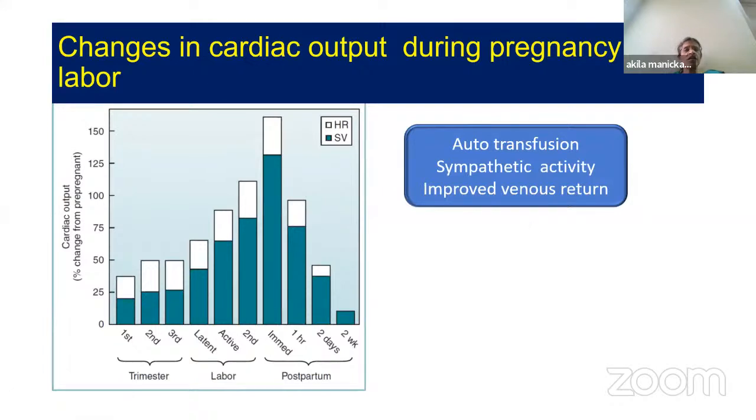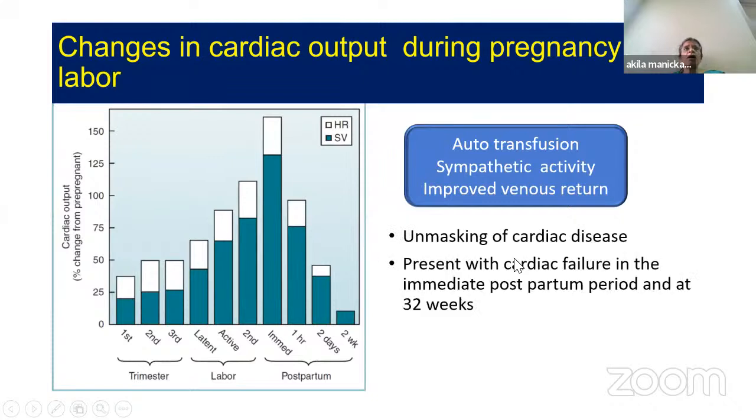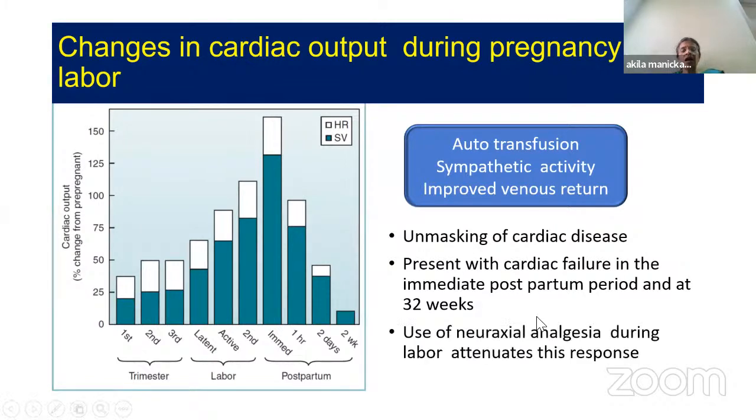So in a patient who has cardiac disease, this is the phase where they will go into pulmonary edema. And there can be unmasking of cardiac disease, something like a peripartum cardiomyopathy, or when there is overzealous administration of fluids and syntocinon during the third phase of labor, it can trigger pulmonary edema. And so how do we avoid these increases? This is the major increase in cardiac output that occurs during the latent phase and the active phase, in the second phase of labor, and in the immediate postpartum phase, and these are ultimately the reasons for cardiac decompensation. How do we avoid this, knowing this physiology?